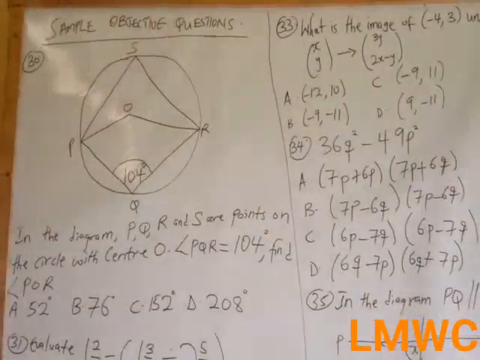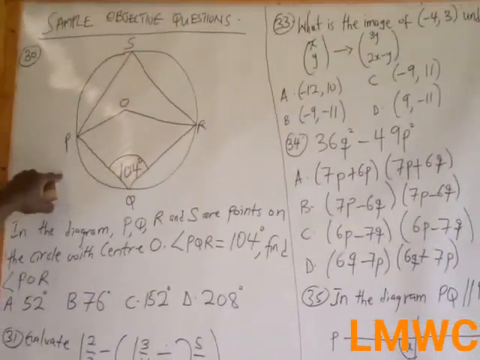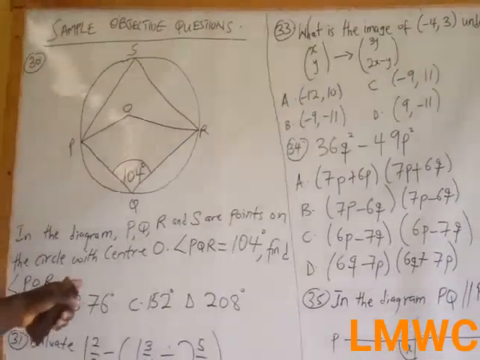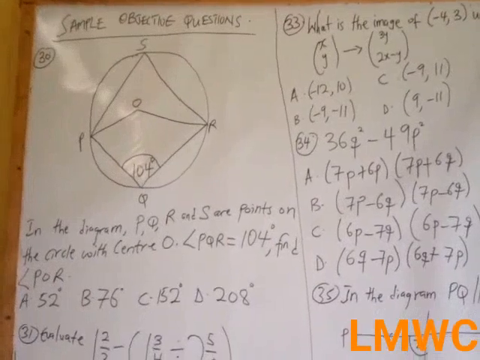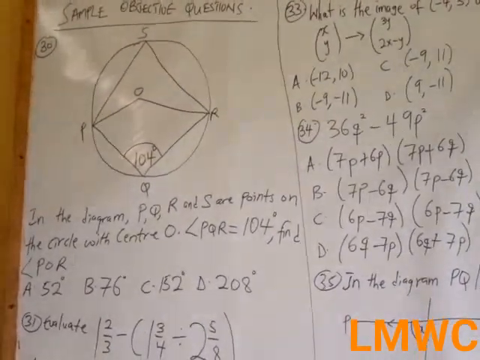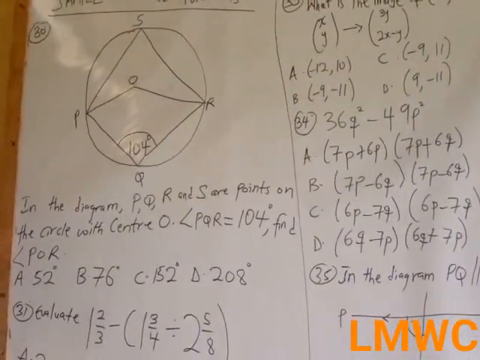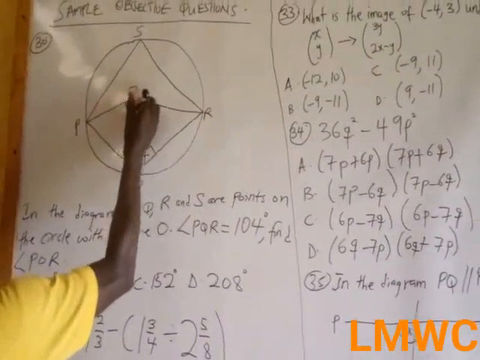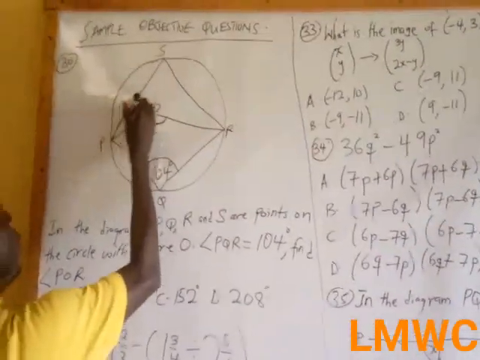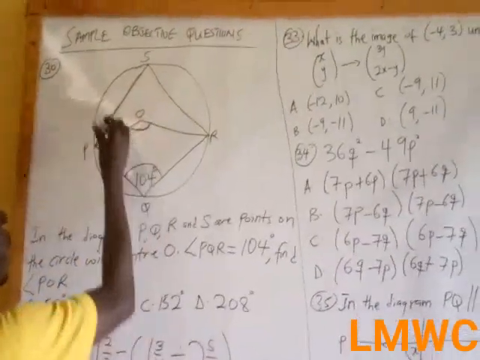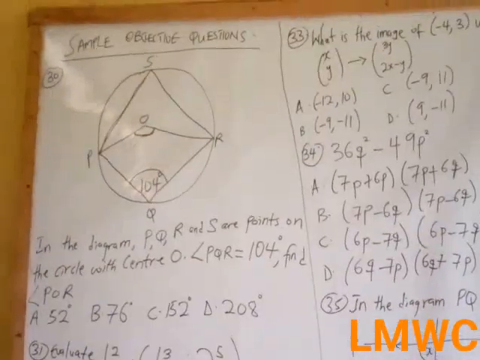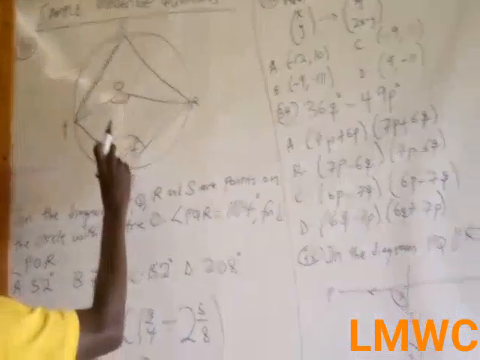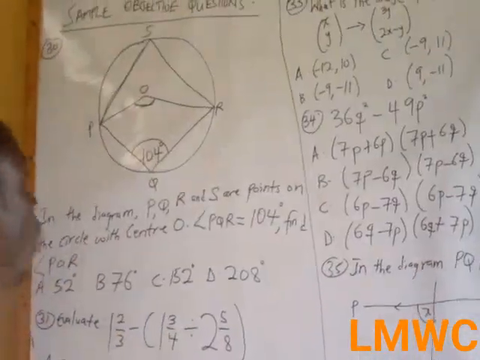Now question 30. This question is on circle theory. In the diagram, PQRS are points on the circle with center O. Angle PQR is equal to 104 degrees. Find angle POR. So we want this angle. And this quadrilateral, we call it a cyclic quadrilateral. And always take note that opposite angles in a cyclic quadrilateral add up to 180 degrees. So you see this angle and this angle will add up to 180 degrees.